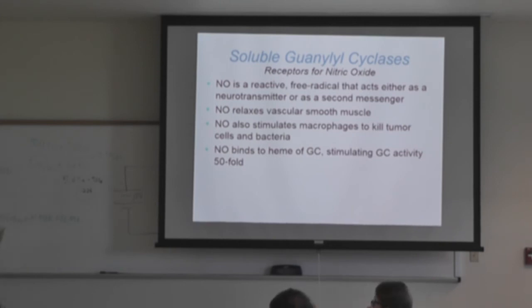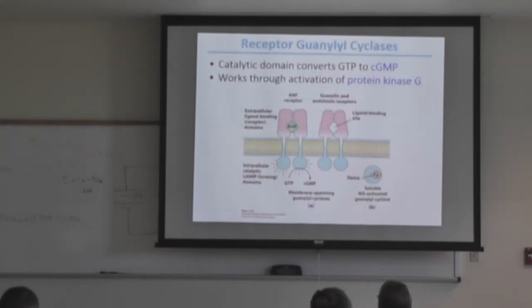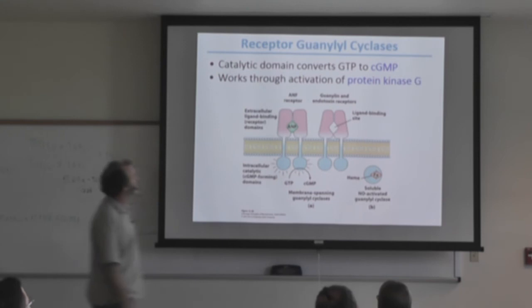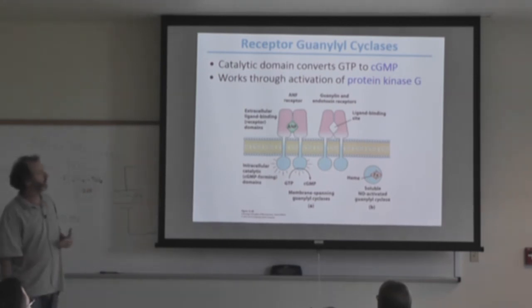It's been like a year since I took immunology, but I remember that was something you couldn't reliably use for diagnosis. Yeah, nitric oxide, because it's such a reactive molecule with a short half-life. You're not going to be able to see that reliably. So the catalytic domains of these guanylyl cyclases convert GTP to cyclic GMP, and it works through the activation of protein kinase G.